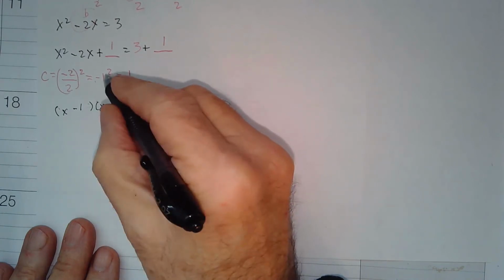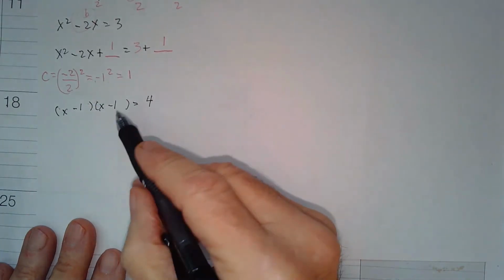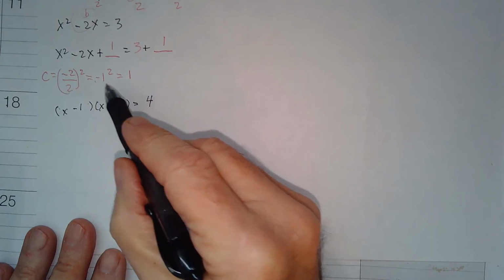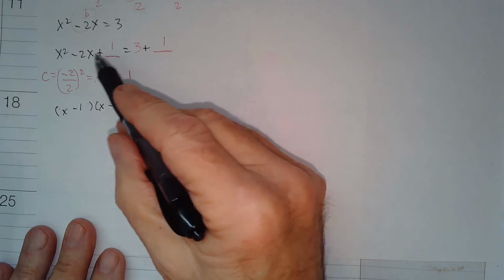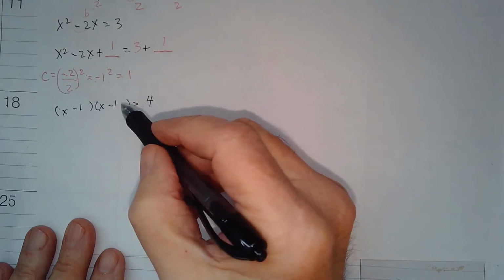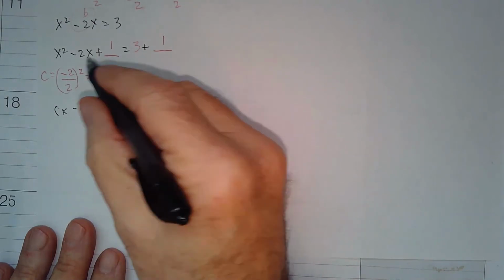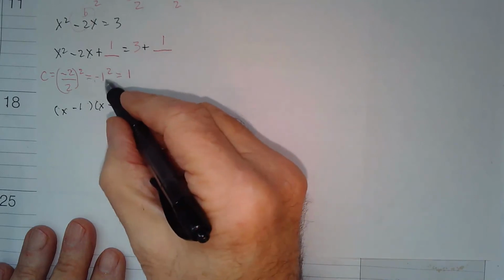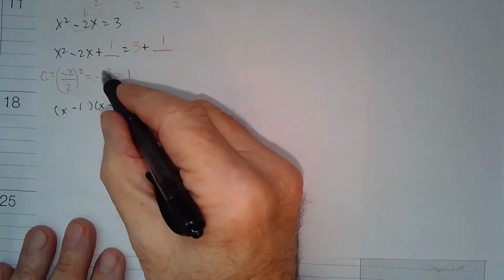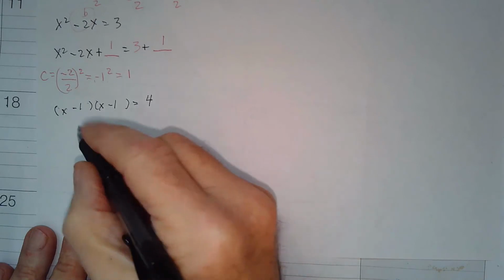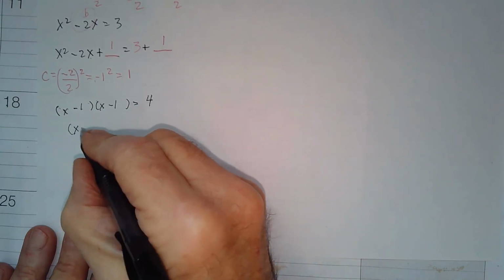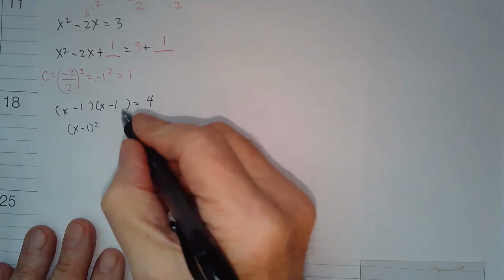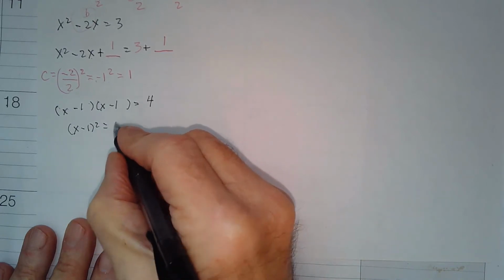Now, we can check ourselves. So negative 1 is what we want, right? What times what equals positive 1, that when added together is negative 2? Well, that's negative 1 and negative 1, okay? So you can either check it that way, or you can just use, again, what b over 2 is. B over 2 is negative 1. And so then we can rewrite this as x minus 1 squared equals 4.